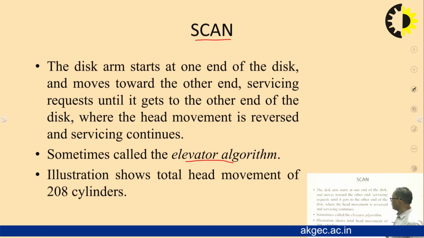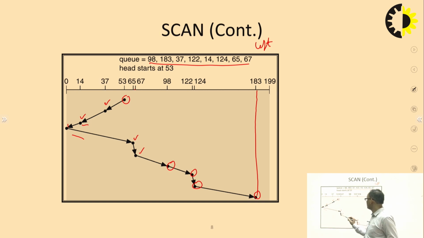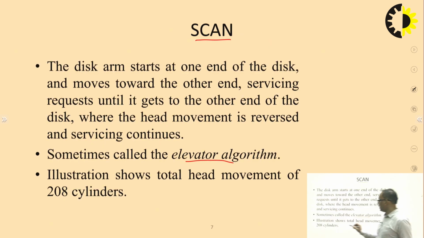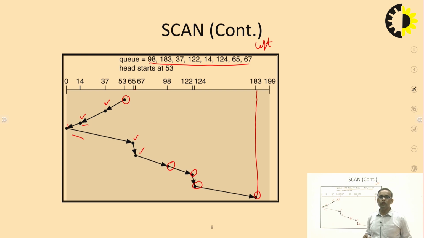Again, when we calculate the total head movement, it will be 53 minus 37 plus 37 minus 14 plus 14 minus 0 plus 65 minus 0 plus 67 minus 65 plus 98 minus 67 plus 122 minus 98 plus 124 minus 122 plus 183 minus 124. So when we sum this up, it will be 208. So in this algorithm there will be a movement of 208 by the read write head.